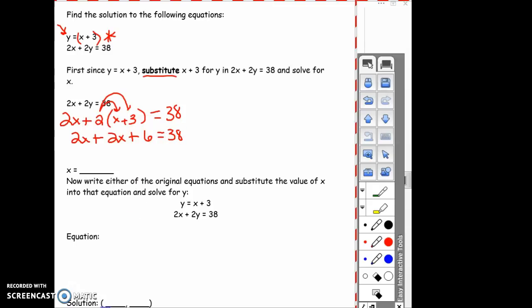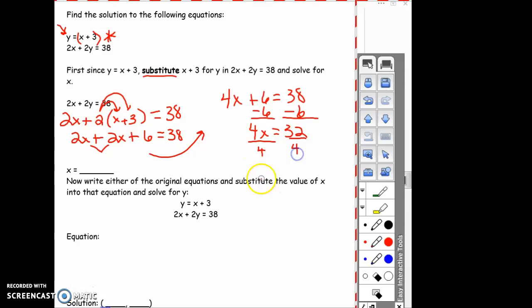I then combine my like terms on the same side. 2x's plus 2x's, I'm going to rewrite it up here, is 4x's. I still have a plus 6, and I still have an equals 38. I then subtract 6 from both sides because I have to get x by itself. I get 4x equals 32. Divide both sides by 4. X equals 4 times 8 is 32. So guess what my x value is? It's 8.